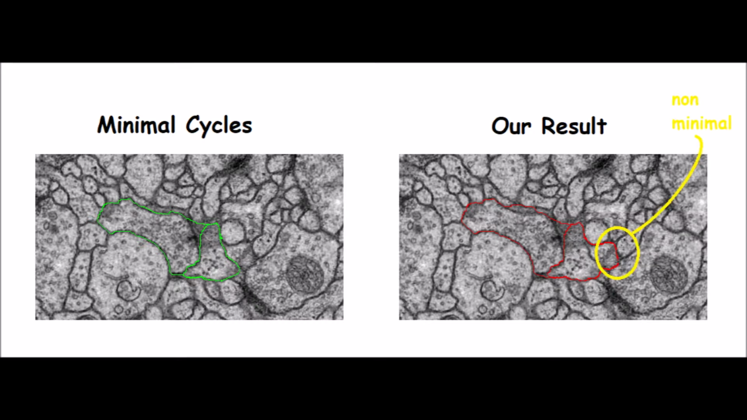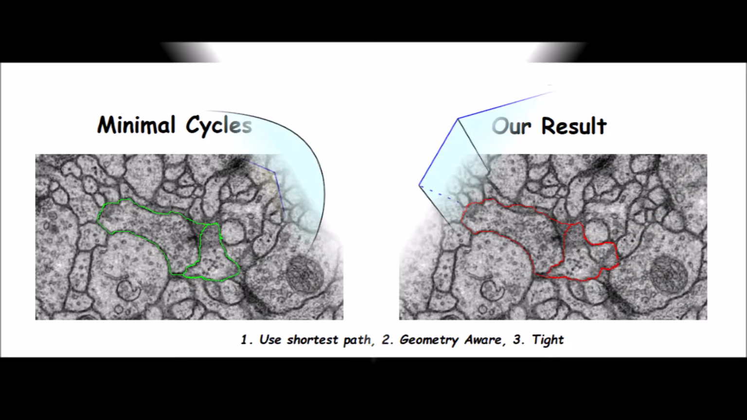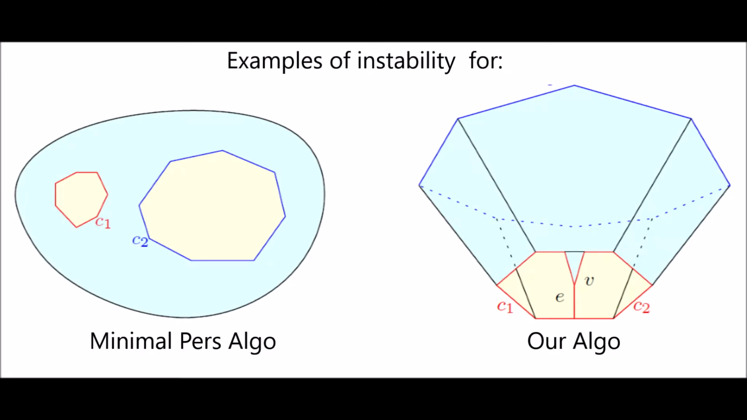Hence, even though the cycles are not theoretically optimal, they are geometry-aware, making them tight. Also, our polynomial time algorithm is not less stable than an optimal algorithm, though it is much more efficient in terms of the time complexity.